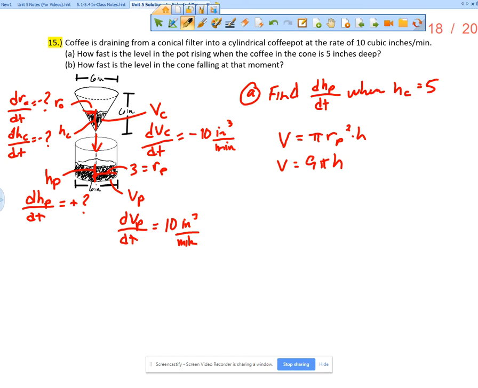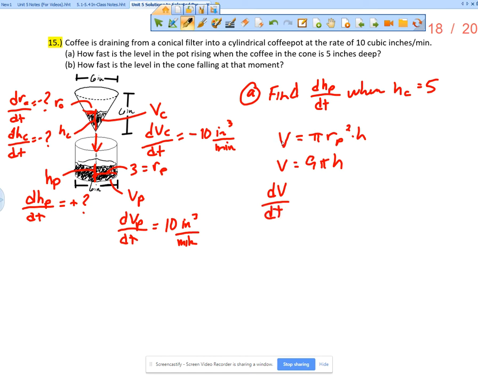We put in 3 because the radius of the pot is not changing. It is always the same. All right. And so here is the volume formula for the amount of coffee in the pot. And so what we're going to do is we're going to take the derivative, dV dt.